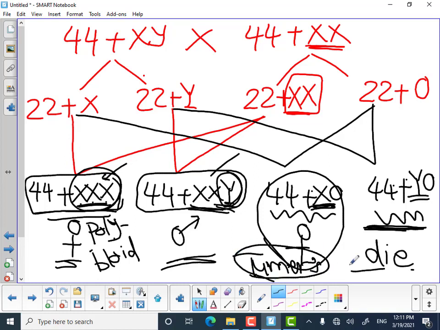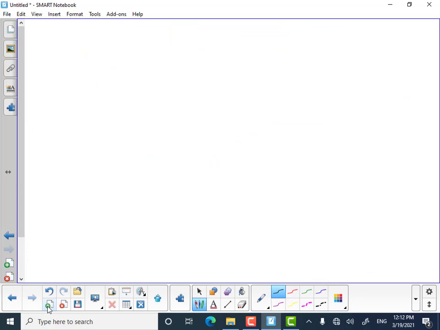Okay, and this fetus will die. This is a simple example about the abnormalities in the sex chromosomes. After that, we were talking about lesson 2, about the sex-linked chromosomes.